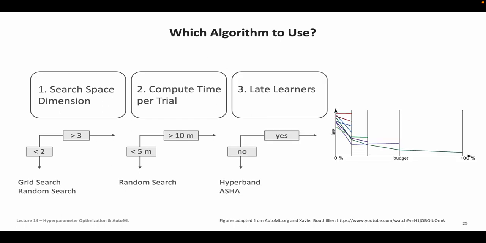So then we move on to the next decision point, which is to look at if the type of models you're training would be considered late learners. And late learner means that the largest improvement of your training run happens during the second half of training. Because if that's the case, of course, it could happen to you that you start terminating very good trials way too early.